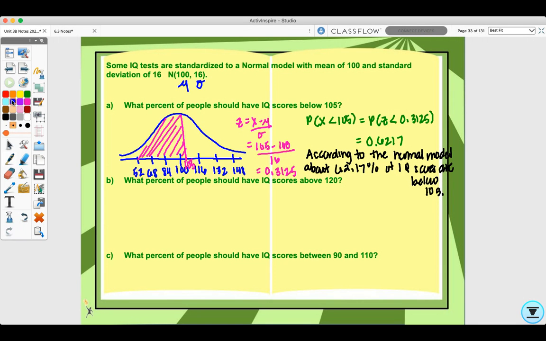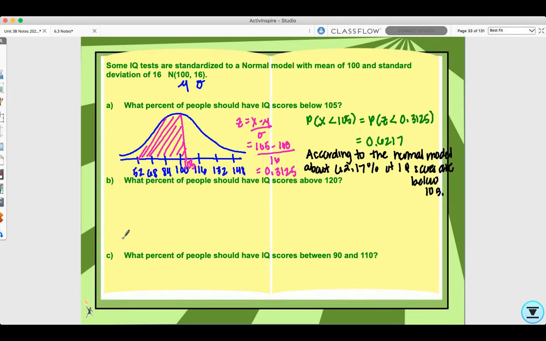Okay, let's look at the next one, B. What percent of people should have IQ scores above 120? So again, you first want to draw a picture. And we have 100 here, and then 120. And it would be above 120. First, you need to find your z. So it'd be 120 minus 100 all over 16, which would be 1.25.